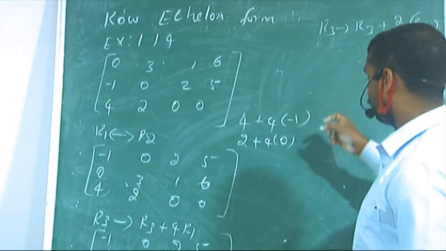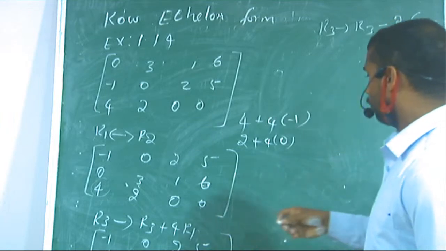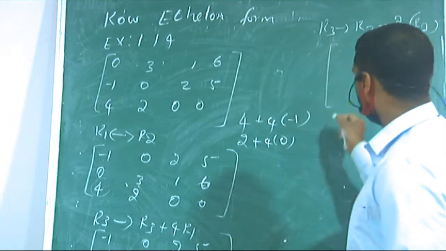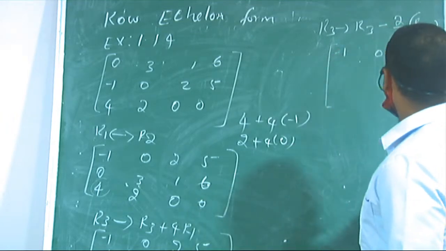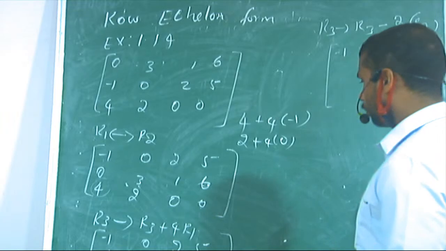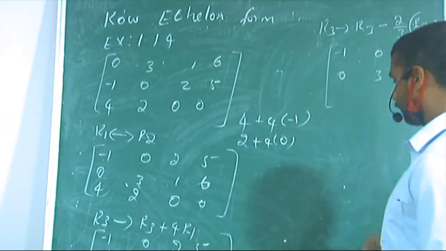Okay, listen my dear friend. If both sides are plus, it will not be 0. There should be minus only. Then only it will be 0. Okay, listen my dear friends. R1, R2 as it is. What is R1? Minus 1, 0, 2, 5. R2 is equal to 0, 3, 1, 6.